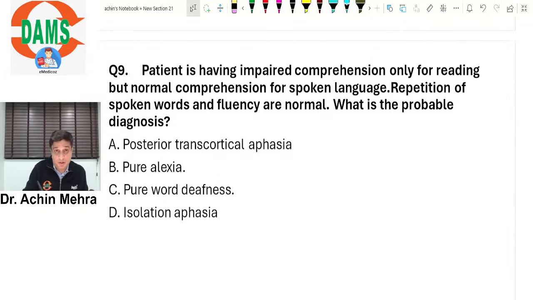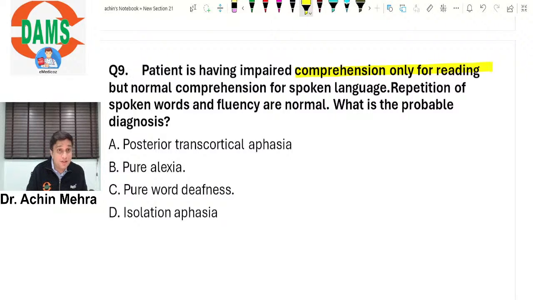The patient has impaired comprehension only for reading, but normal comprehension for spoken language. The repetition of spoken words and fluency are normal. Like I pick up the mobile phone when it starts ringing. I know this is a mobile phone, but first of all, I'll always look at the screen to see who is calling me. I just keep on looking at the screen and wonder who is calling me. Who is this? So I cannot read what is written.